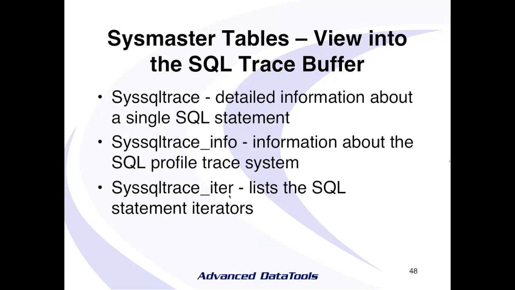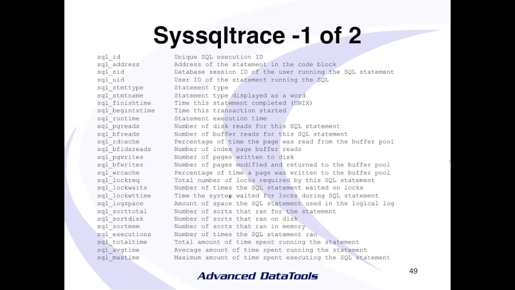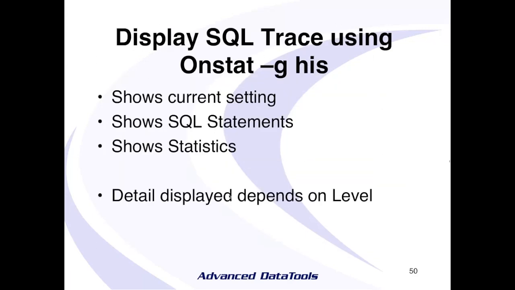SysSQLTrace is the main one. It has the information about a single SQL statement. SysSQLTraceInfo basically has information about tracing overall. And then SysSQLTraceIter has more detail for you. And in the slides, I have every field that's in there. What I want to do is jump ahead and show you this. You can look at the settings with onstat -g HIS.